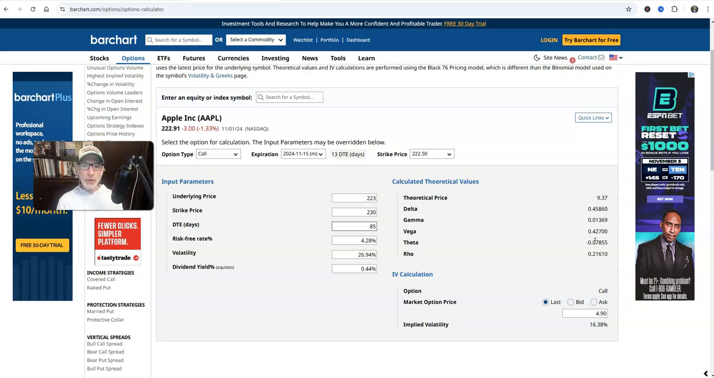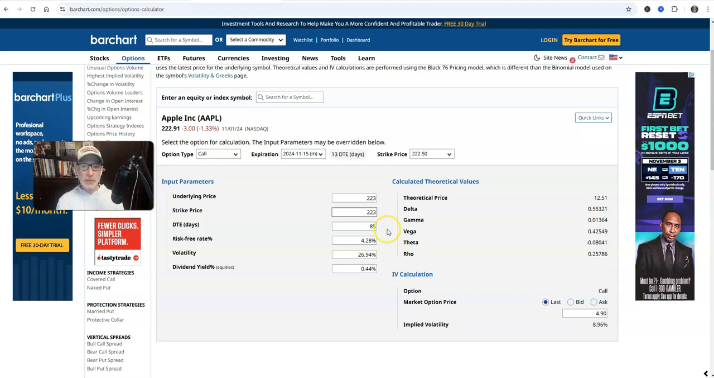Okay. The other thing you can do is, instead of buying these out of the money options, you can buy an at the money option. Those will cost more as well, but if the stock moves, that option value is going to move more as well versus an out of the money option.